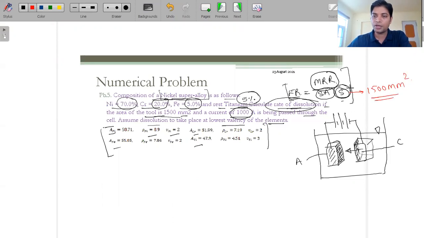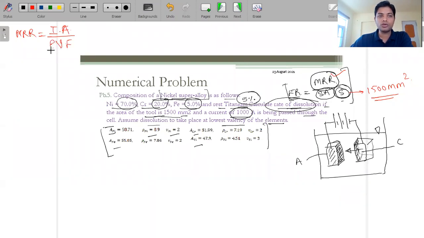This is mm square. Okay, now you have to calculate the material removal rate. So how will we calculate the material removal rate? First I'm just briefing what procedure we will follow, then we will put in the data and get the answer. So the material removal rate will be equal to I into A by rho VF. Okay, guys.